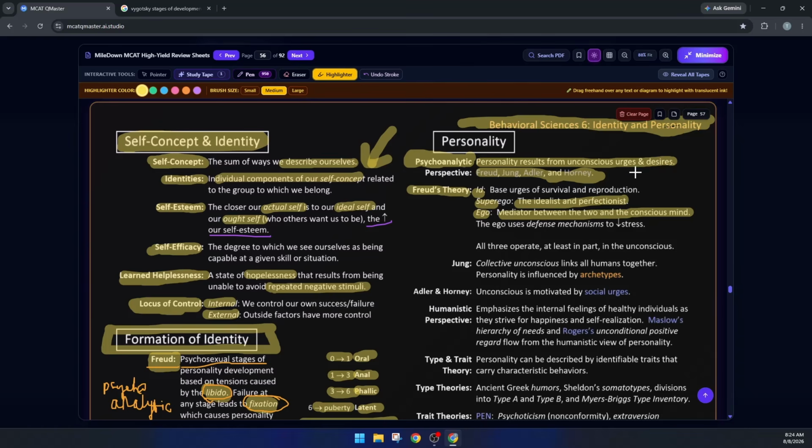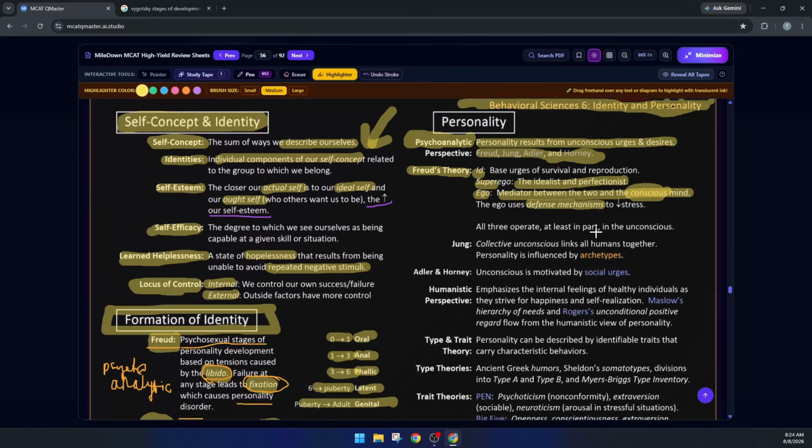Your ego is a mediator between the two and is saying that, all right, let's try to balance this. So let's do an idea where we do half the day of Netflix and half the day of study, and that's a good day. So it's mediating that, and it's your conscious mind. Remember that, it's your conscious. And the ego uses defense mechanisms in order to reduce stress.